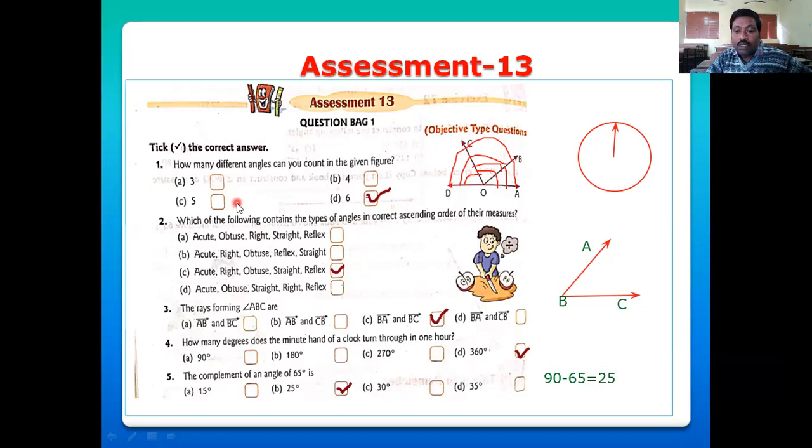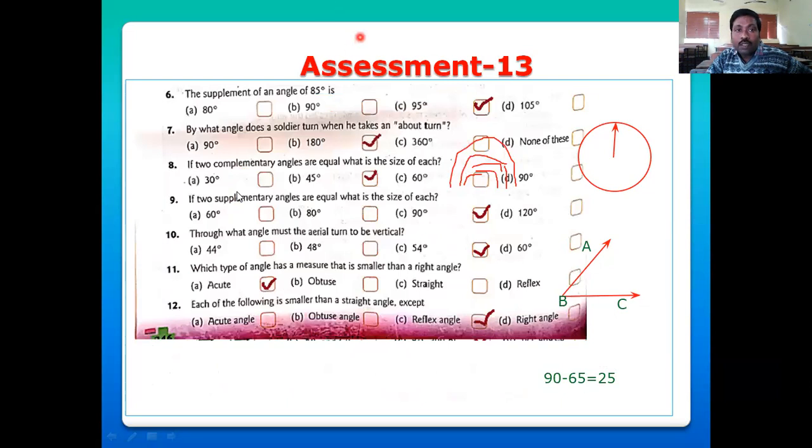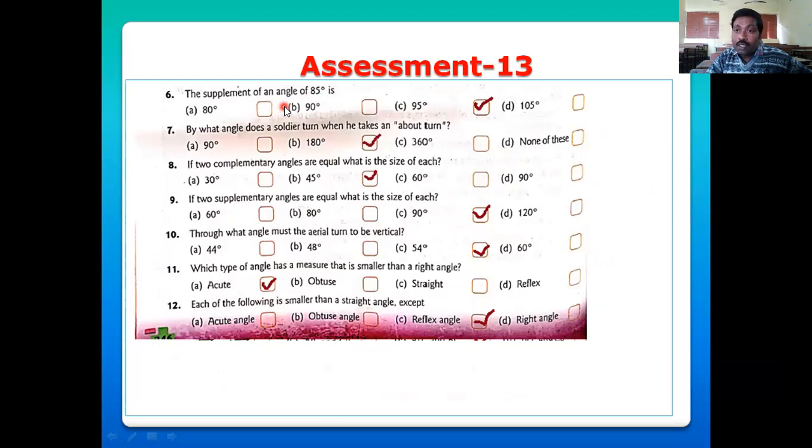Now see the next question. Question number 6. The supplement of an angle of 85 degrees. To find the supplement of an angle, we know that the sum of the two angles is 180 degrees. To find the supplement of 85 degrees, we subtract 85 from 180 degrees. When we subtract 85 from 180 degrees, we get 95 degrees. So the answer will be C. By what angle does a soldier turn when he takes an about turn? About turn means 180 degrees.